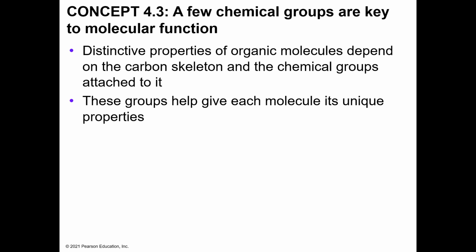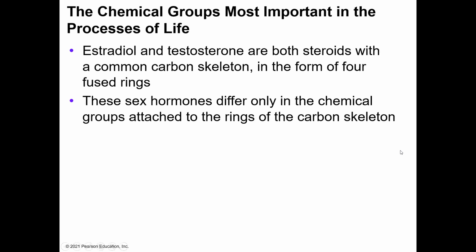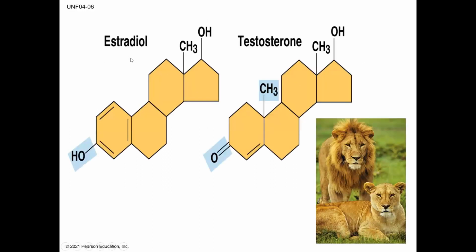Distinctive properties of organic molecules depend on the skeleton, structure, and the chemical groups that can attach to those structures. These groups can give unique characteristics to life. And the best examples of that are the steroid hormones, estrogen and testosterone.